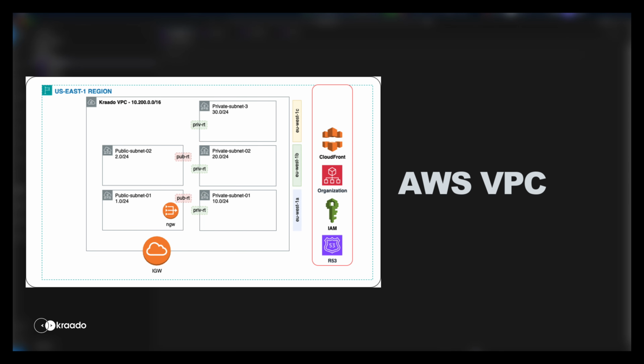Today, we will build our first AWS VPC in US East 1 that will deploy the following resources: one VPC, one internet gateway, 3 private subnets and 2 public subnets in different AZs, a NAT gateway in one of the public subnets, and finally 2 routing tables that automatically associate to subnets based on whether they are public or private.